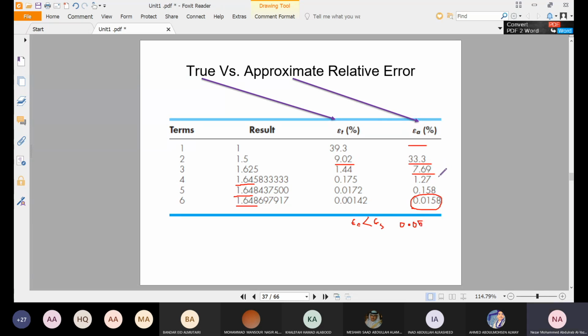If we look at this, all of these are greater than 0.05 until we reach the last step, term 6. So we fell below this stopping criteria, and here we can stop. The stopping criteria we decided will determine how many steps we need. Any question regarding this one?